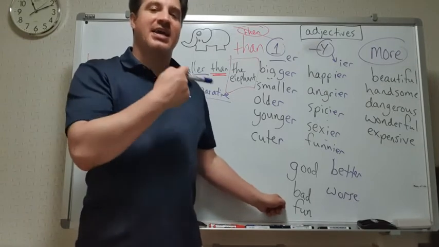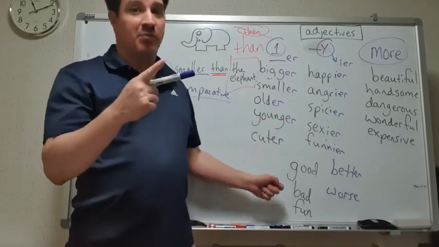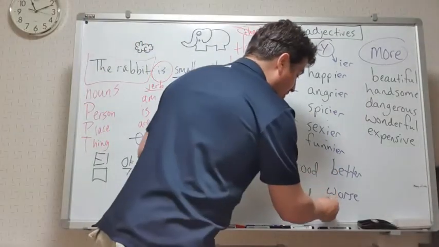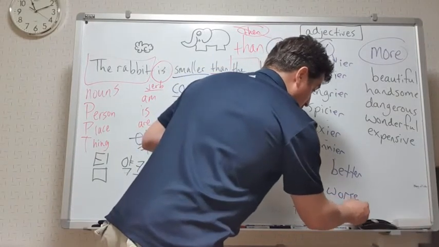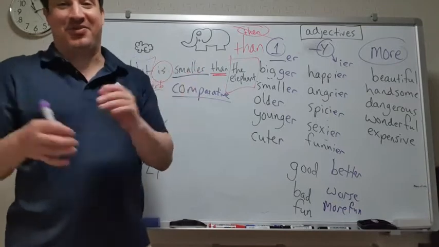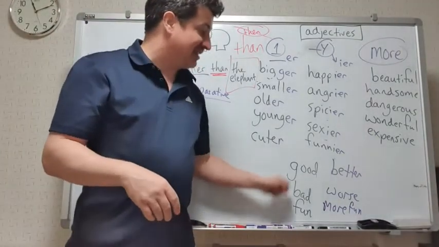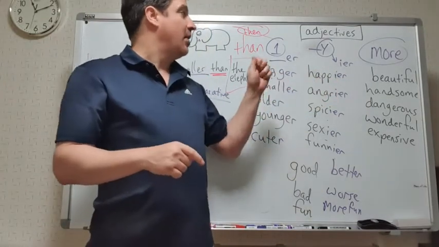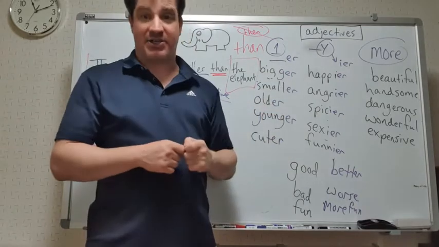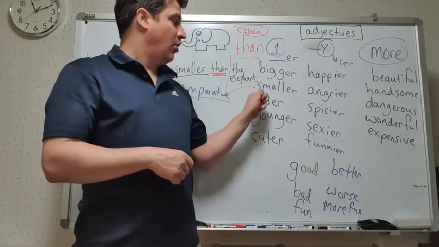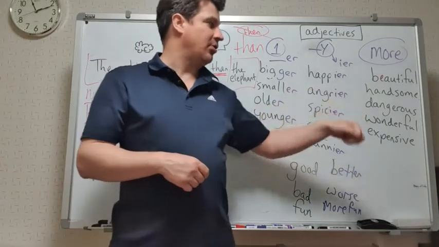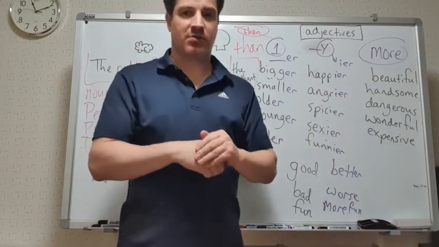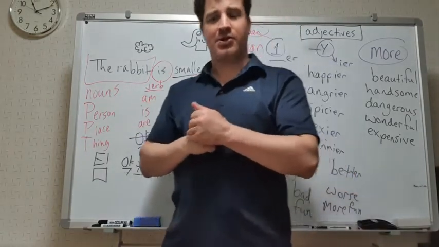Okay? And it should become funner because it's a one-syllable word, but it does not. Fun actually becomes more fun. Why? I don't know. It just does. Okay? So, that is what is important to remember when you are going to be using these phrases. Paying attention to how long is that adjective, okay, to make a sentence. Like older, angrier, more delicious, better, worse, okay? Very, very important to remember when you are going to be using these.